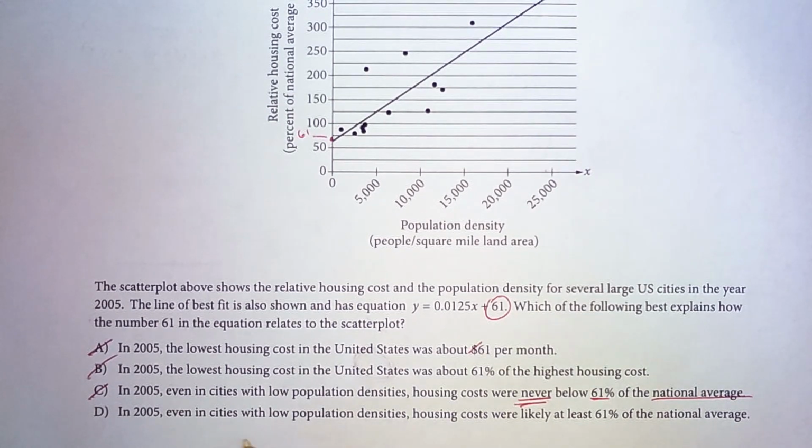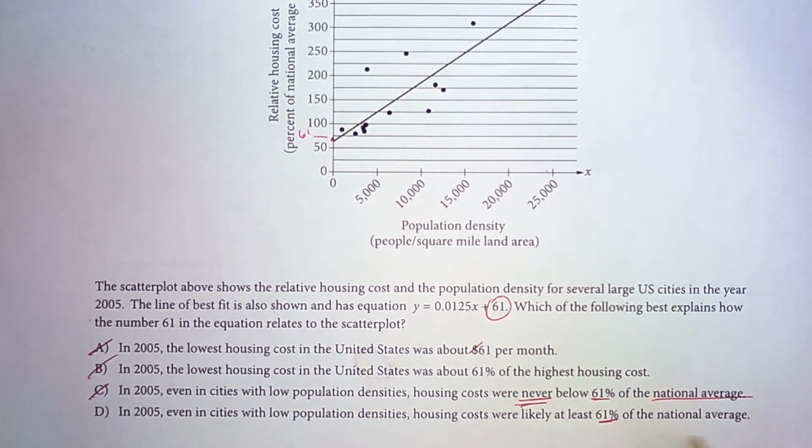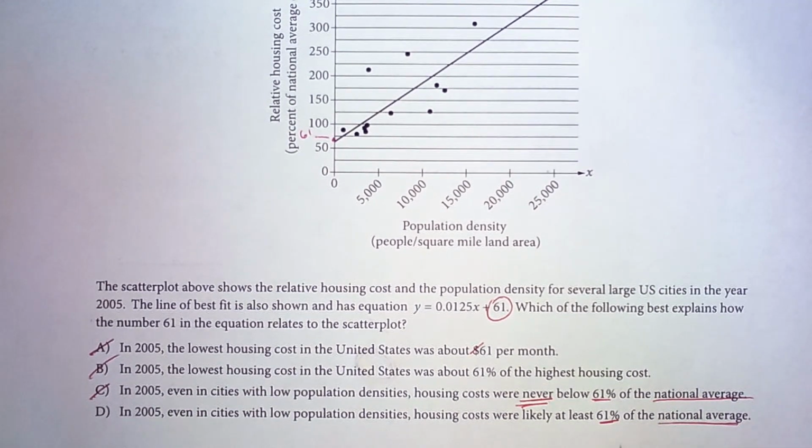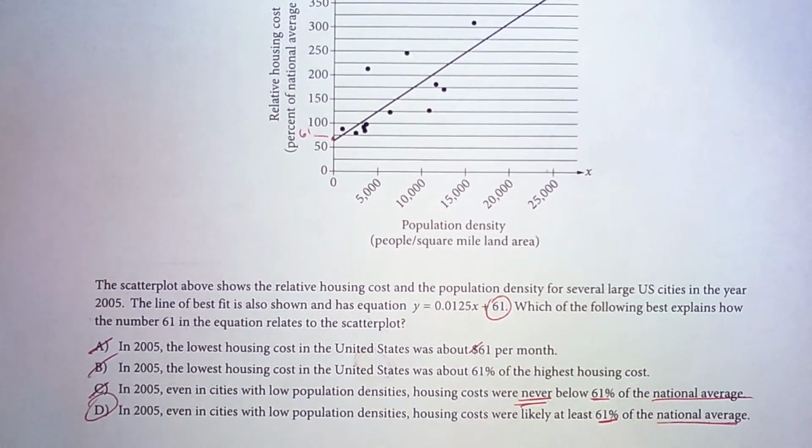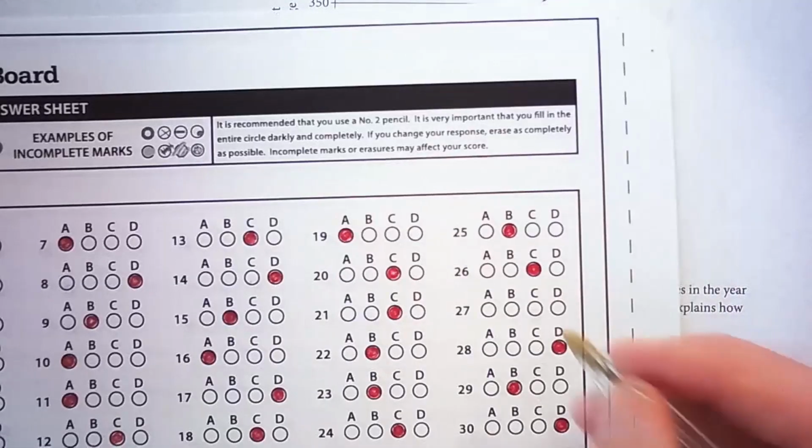For D, even in cities with low population densities, housing costs were likely at least 61% of the national average. So once again, we've got the right thing here, 61% of the national average. And while in C it said it never below 61%, in D it's saying likely not below 61%. So I like D. So for number 27, we are choosing option D.